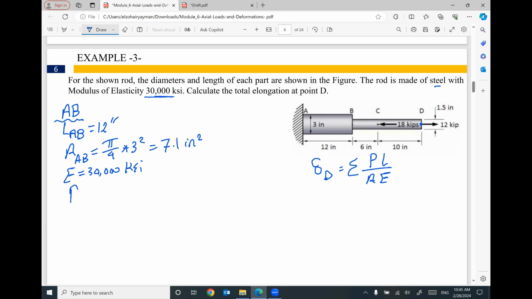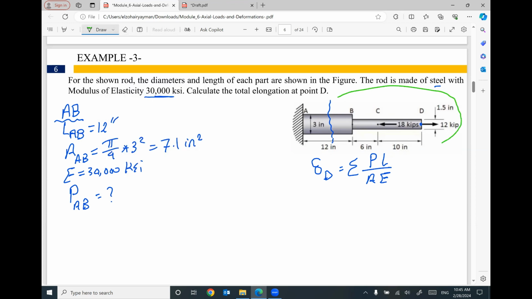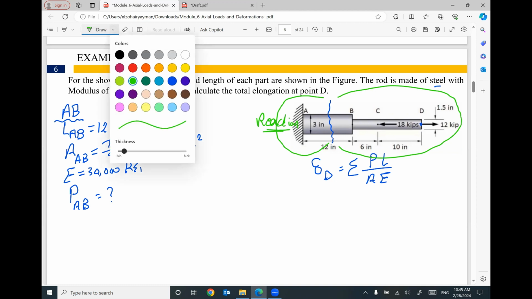What is the force P in part AB? This is a question. To figure out the force in this part AB, I'm going to do a cut. This cut, you will have two options: the right part, this is the first option, or the left part. Both of them will give you the same answer. But for the left part, I should figure out the reactions at A. I don't have time to figure out this reaction, so I will decide to use the right part.